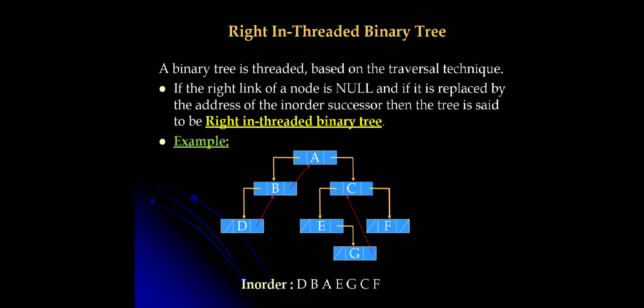So in this example, you can see the in-order traversal, and only the right child fields which are null are replaced with threads which are in-order successors. For node D, the successor is node B. And for node B, A is the successor, and for node G, C is the successor. Only the right child fields which are null are replaced with in-order successor. Such a threaded binary tree, we call a right in-threaded binary tree.